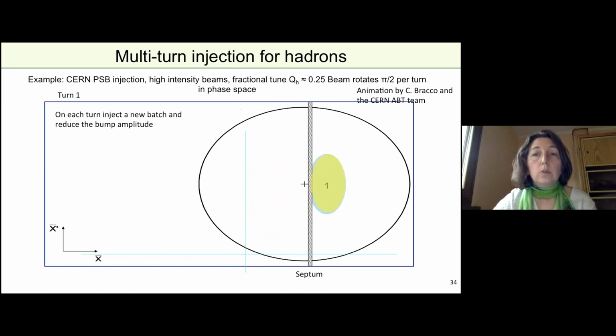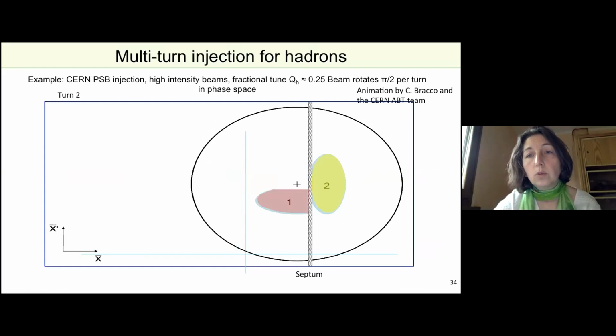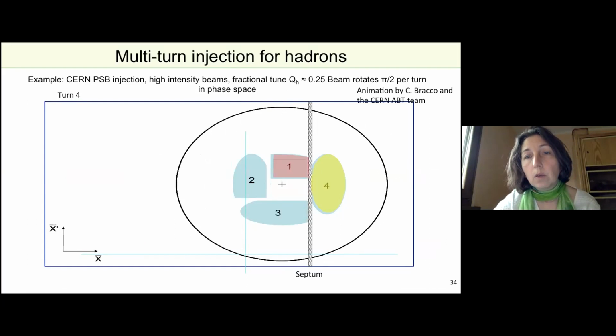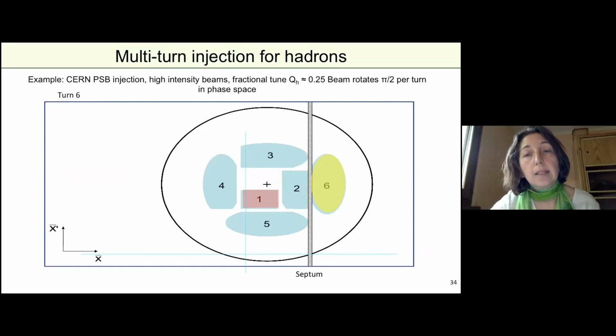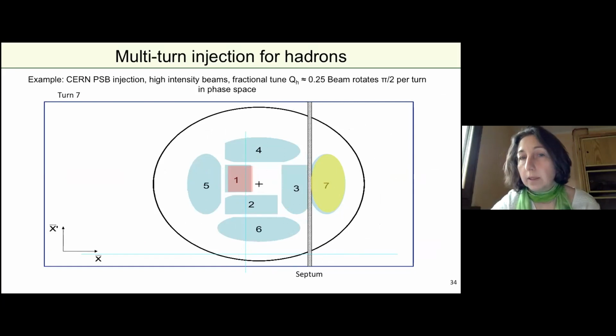What is the tune? The tune, we said, is the number of oscillations in a ring, and is not an integer. In this case, the tune has a fractional part of 0.25, so 1/4, meaning that every turn, the injected beam, so number 1, will make 1/4 of the total circle. You see it: 1, 2, 3, and 4. You see? 1/4, etc. So this gives you an interesting way to fill the accelerator ellipse with more than one particle.